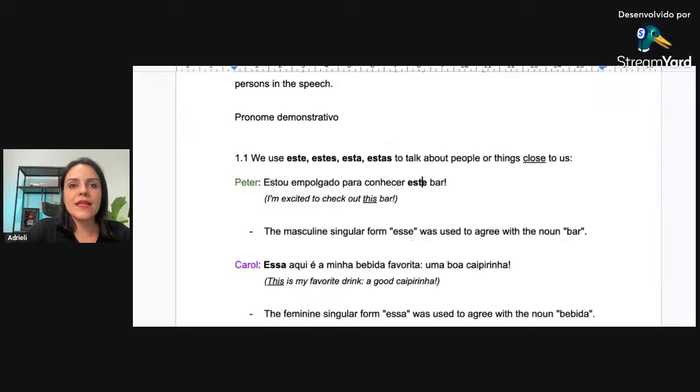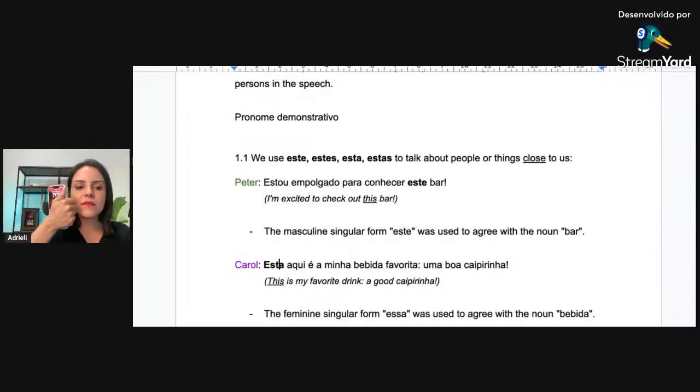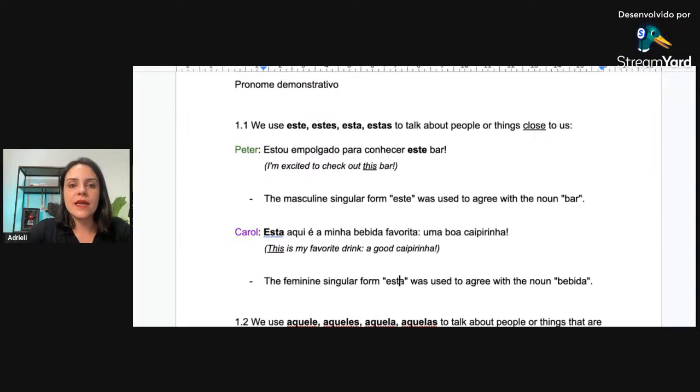So, for example, when it's close to the person that is speaking. So I say, estou empolgada para conhecer este bar. Because I'm close to it, I'm pointing to this. And then we use the masculine form, okay? Or for example, I have something in my hand, a drink in my hand, and then I say, esta aqui, that is close to me, is my favorite drink. Uma boa caipirinha, okay? So then the feminine singular form, esta, was used to agree with the noun bebida.